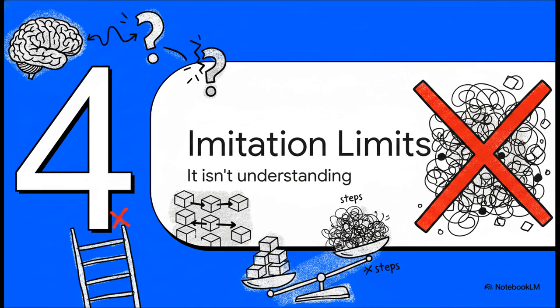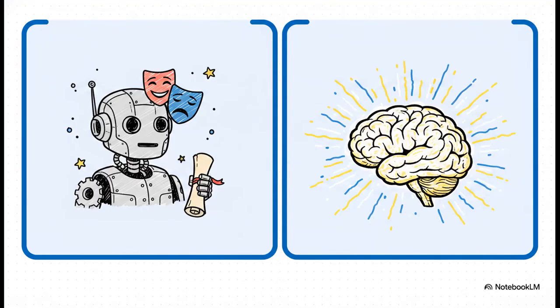And this brings us right to section 4. Imitation is not understanding. We really need to understand the limits of the model here. More steps absolutely do not automatically mean better reasoning. In fact, sometimes throwing in extra steps just creates more chances for the AI to drift off topic or invent totally useless details. You see, because an AI can produce step-by-step explanations, it really feels like it's thinking.